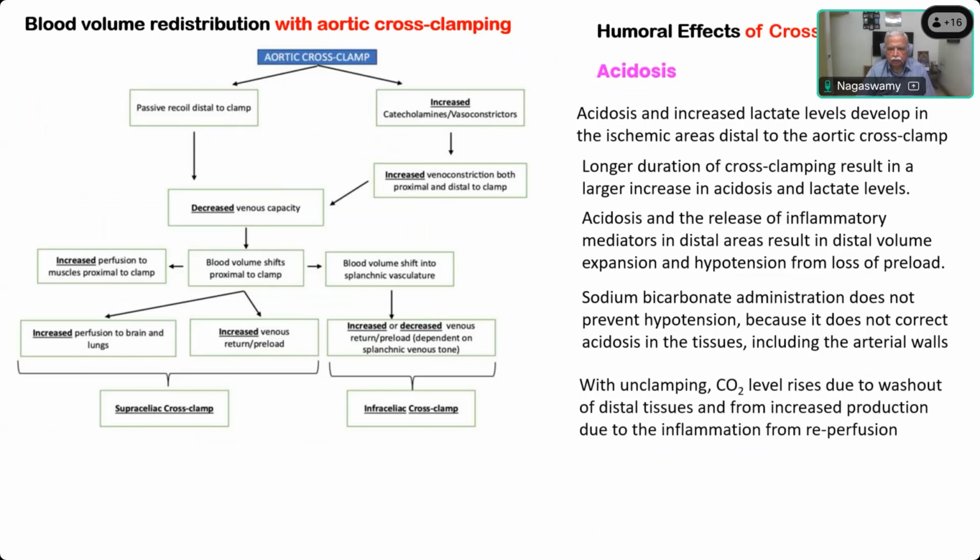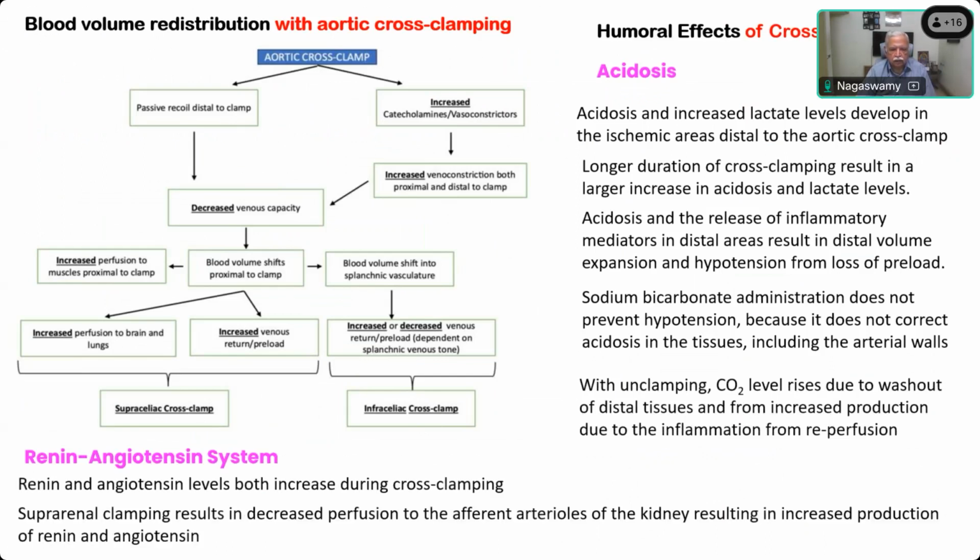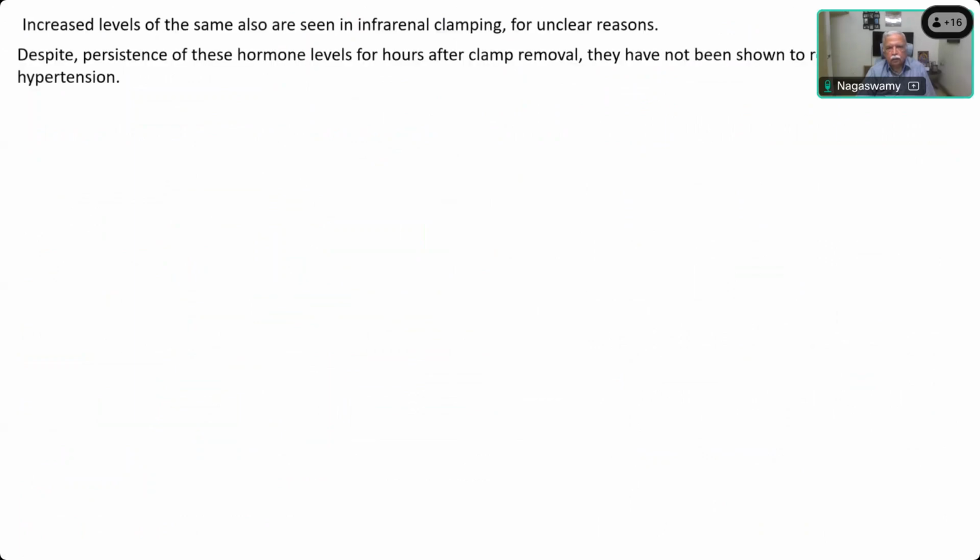from increased production due to inflammation from reperfusion. The second humoral change is the renin-angiotensin system change, which also causes an increase in the level during cross-clamping, especially suprarenal clamping. And it also increases during infrarenal clamping for unclear reasons. Despite the persistence of hormone levels for hours after clamp removal, they have been shown to result in hypertension.